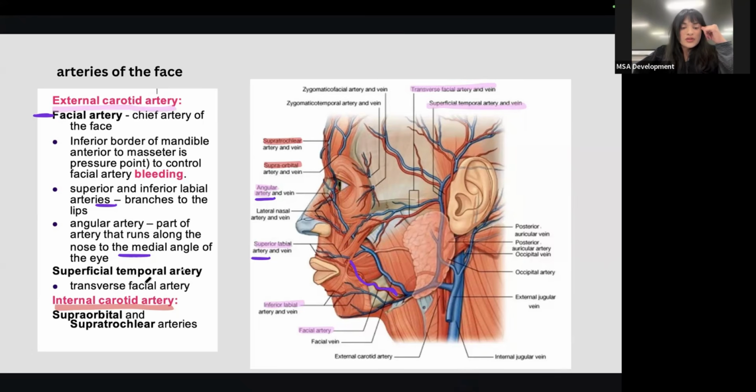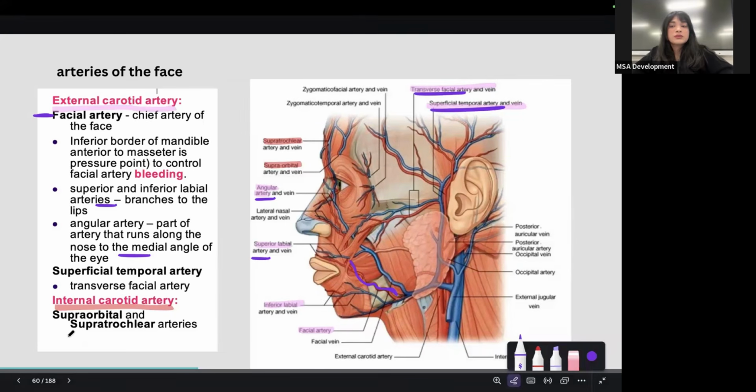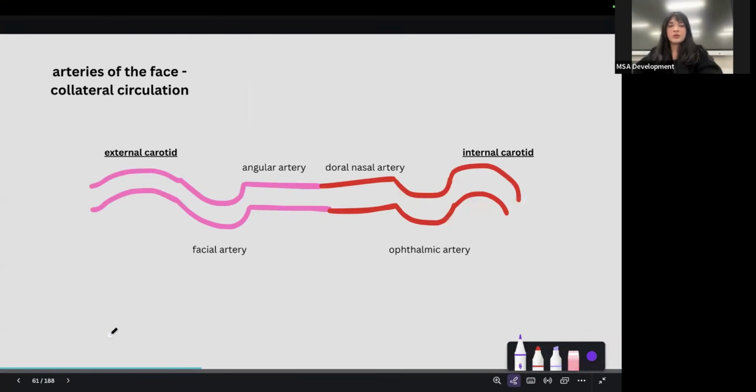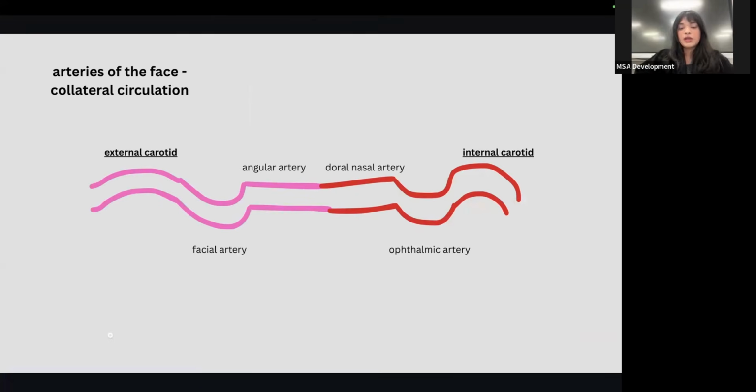And then you have the superficial temporal artery, which gives off the transverse facial artery. Okay, so this is the superficial temporal artery, and it's giving off the transverse facial. And then the internal carotid artery, which we said we were not concerned about, but apparently we are now. I wonder why. We have the supraorbital and supratrochlear arteries. Okay, I'll tell you why we're concerned, because we want to talk about the collateral circulation.